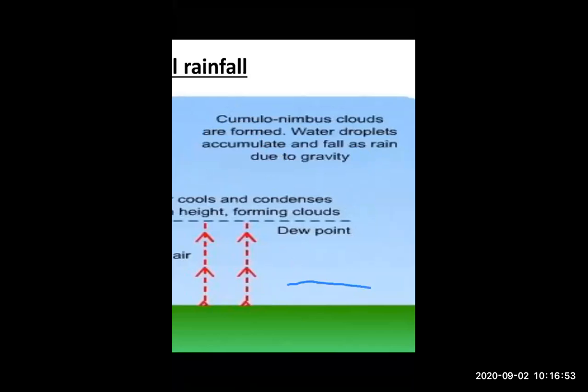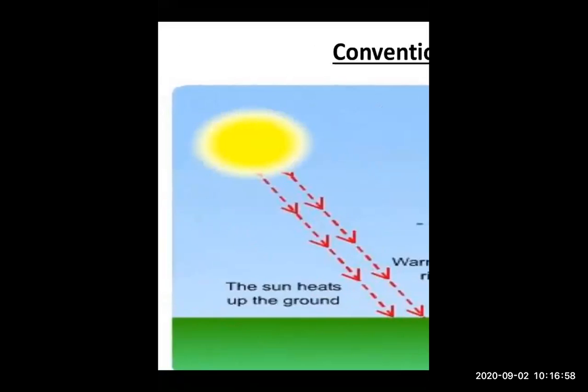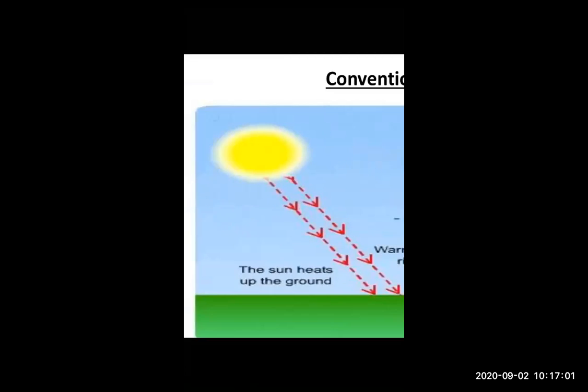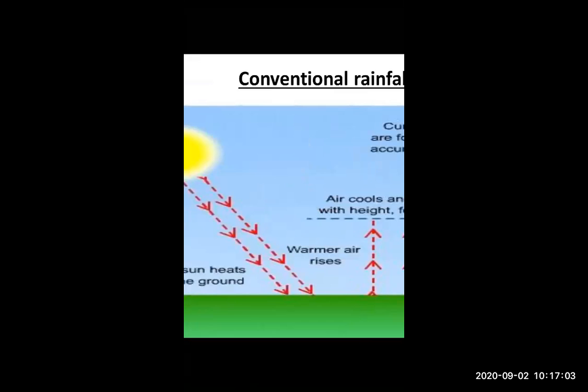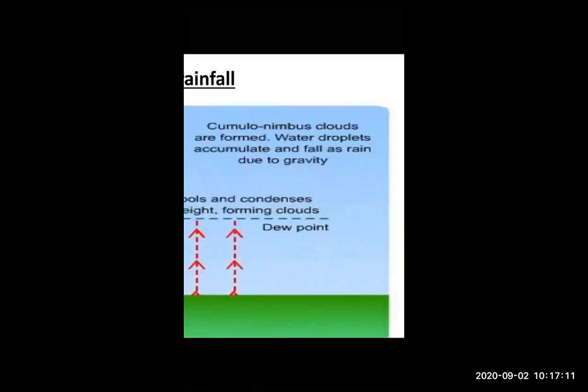Again, I am repeating this process. The sun heats up the ground, and when warm air rises, the air cools and condenses with height, and they form a cloud, and the cloud name is cumulus nimbus cloud. And because of this cumulus cloud, what happened? The rains happen and rain falls down due to gravity.